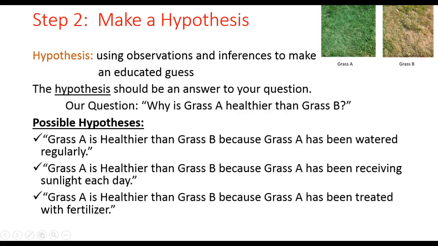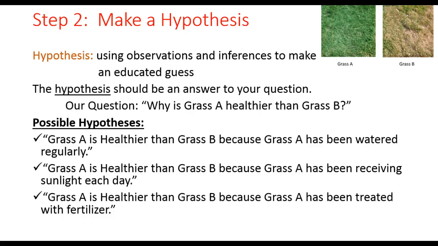Step two is to make a hypothesis. A hypothesis is using observations and inferences to make an educated guess why something is happening. The hypothesis should be an answer to your question. Our question was, why is grass A healthier than grass B? So let's take a look at a couple possible hypotheses, which are answers to our question.